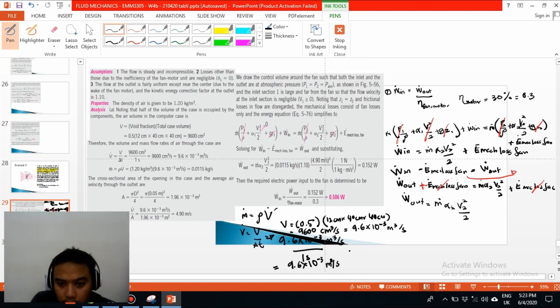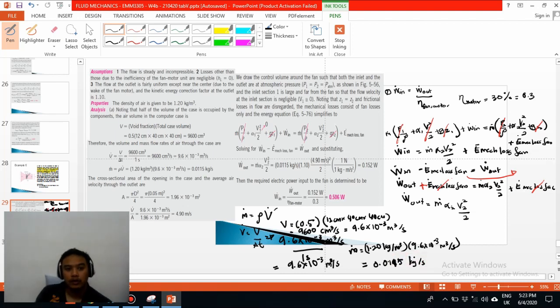So in order to get your m dot, your rho is 1.2 kg per cubic meter times this 9.6 times 10 to the power of negative 3 cubic meters per second. So your mass flow rate is 0.0115 kg per second. Next we need to find the velocity.